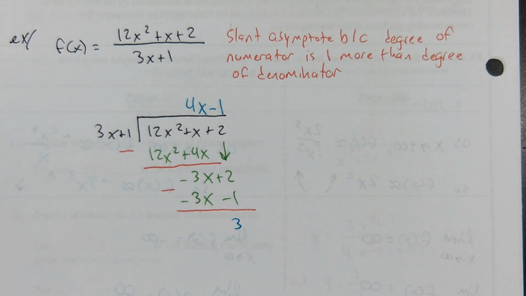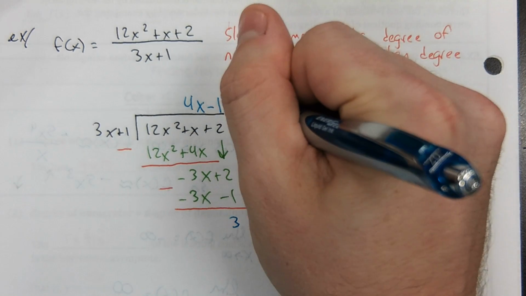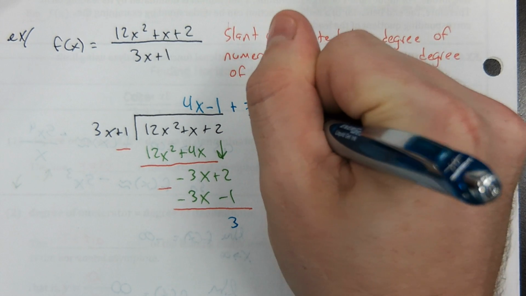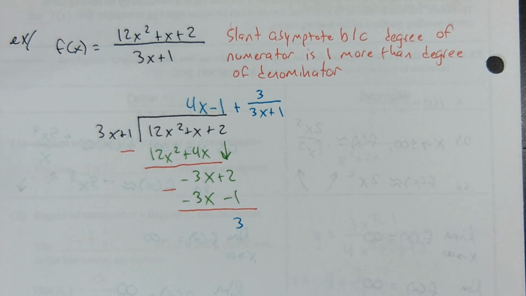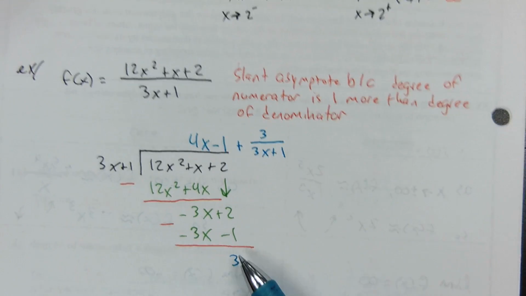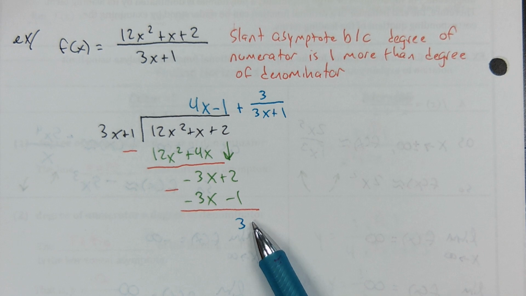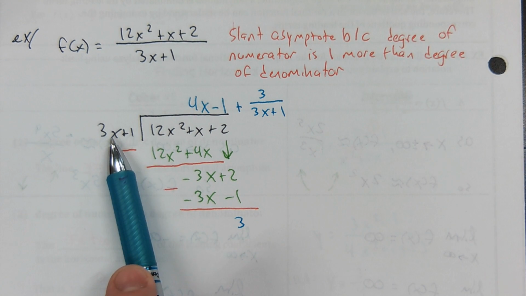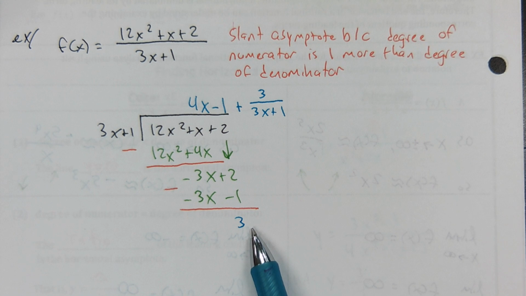So if you can recall back to your Algebra 2 days, you would normally do plus 3 over the divisor. You know you're finished doing long division when down here you get something whose degree is less than the degree of the divisor. This is degree 1. This is degree 0. Since this degree is less, I'm finished dividing.